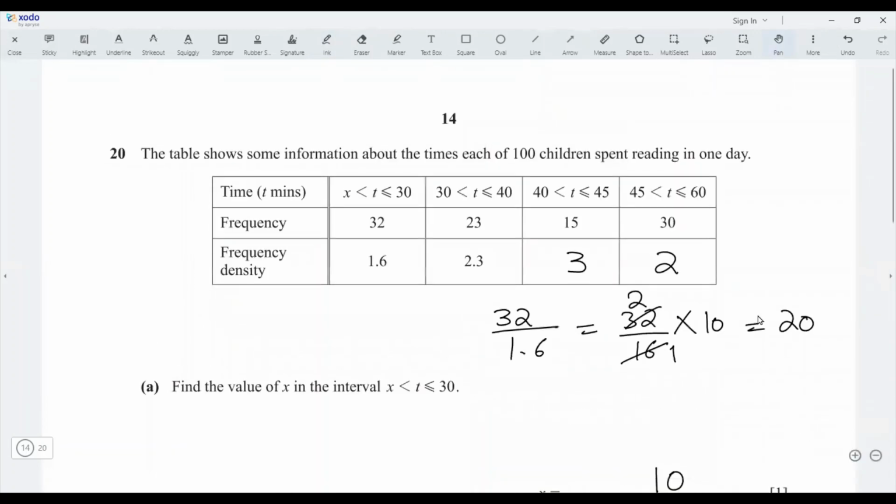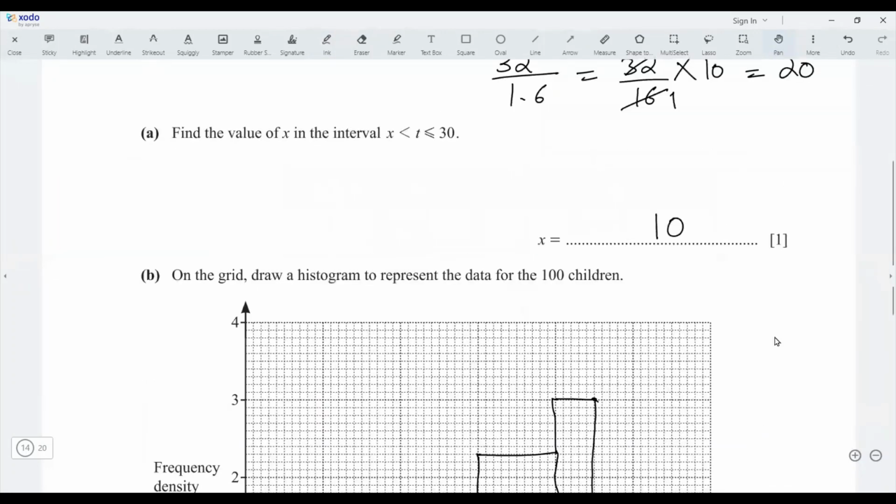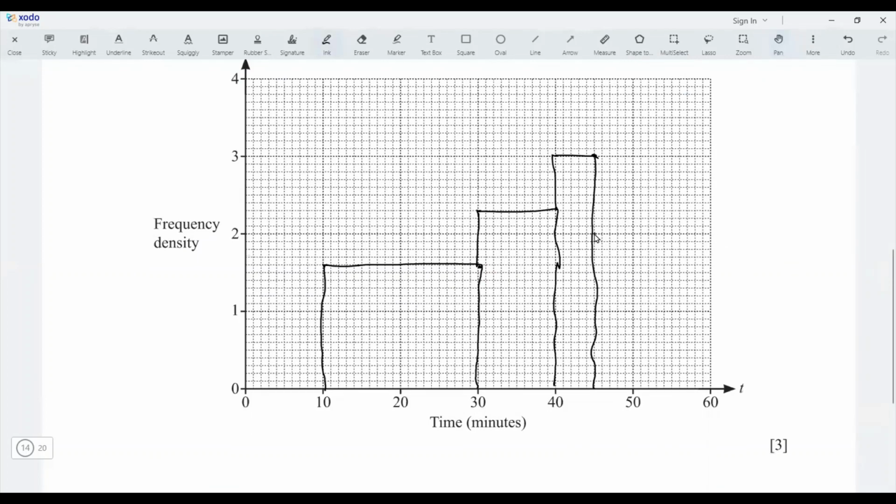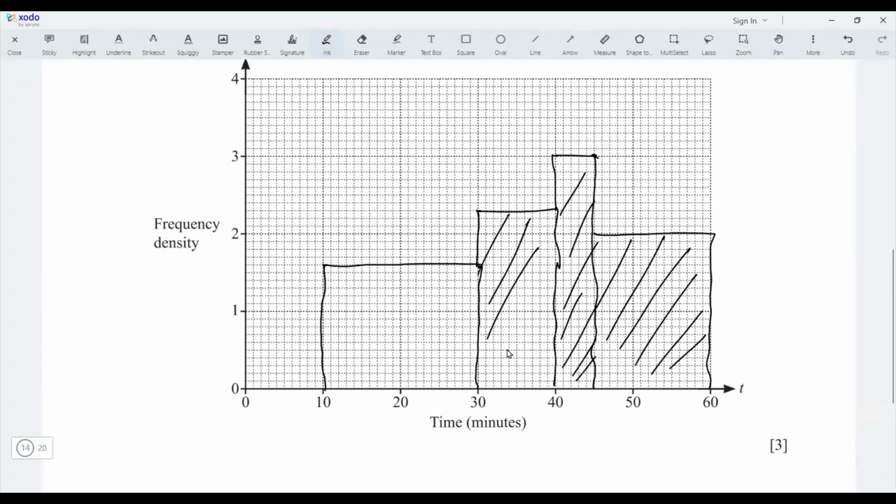So the next one is 45 till 60 is exactly 2. The frequency density is 2. So what we need to do, 45 till 60 till end. So we shade all of these regions, so that will be your histogram that is completed here. So I hope you understand. If you have any queries related to it, do let me know right now.